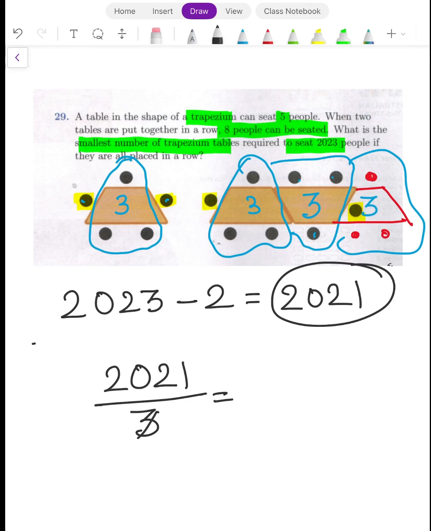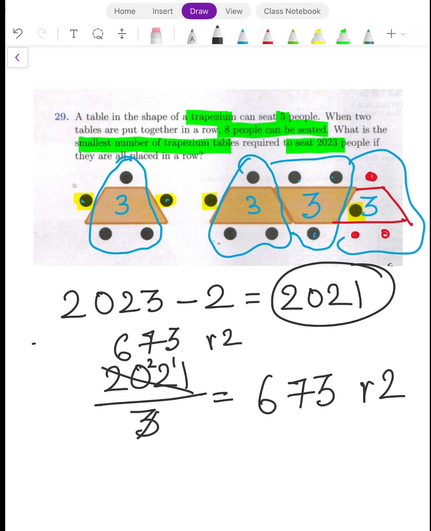So 2021 people put into groups of 3. 3 times 6 is 18, carry over. 3 times 7 is 21. 1 exchange, 1 carry over. 3 times 3 is 9, and remainder 2. So we have 673 tables, and there are still 2 people remaining.